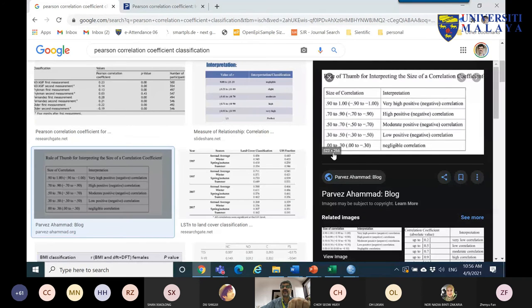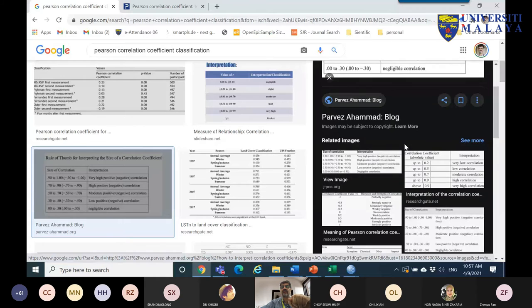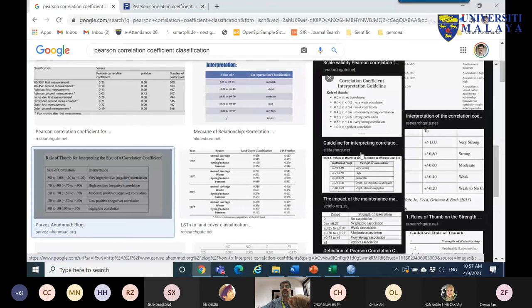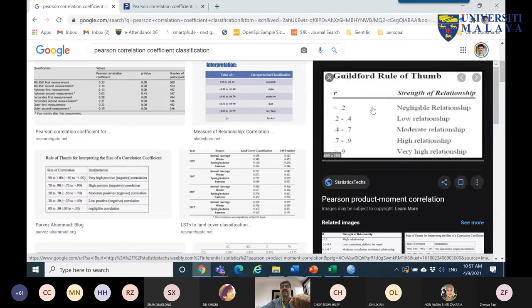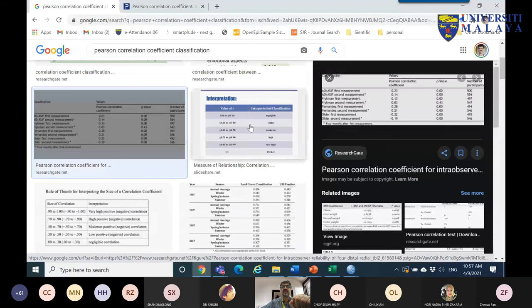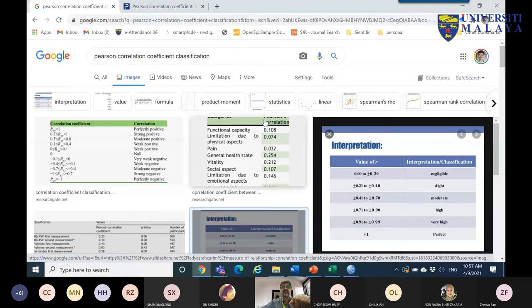Yeah, this is one. This is another classification. Below 0.3, negligible. 0.3 to 0.5, low. 0.5 to 0.7, moderate. 0.7 to 0.9, high. And more than 0.9 is very high. This is another, a guide or rule of thumb: below 0.2, 0.4 to 0.7, 0.7 to 0.9, and more than 0.9. So no matter which table you use for interpretation of your result, as long as you refer to some of these references, it is acceptable, correct?